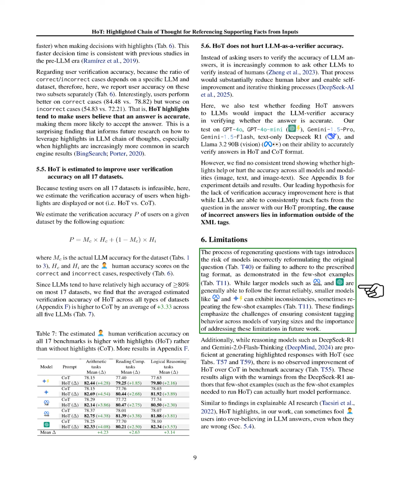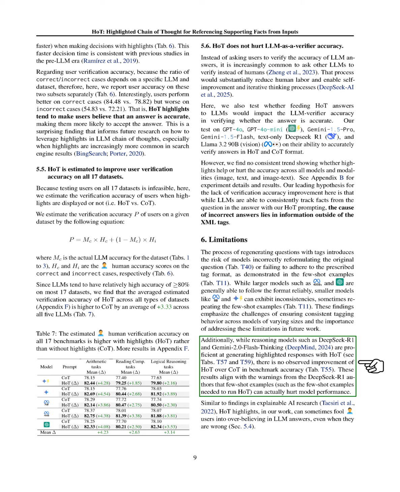The process of regenerating questions with tags can lead to models misformulating the original question or not following the tag format correctly. Larger models tend to perform better in adhering to the format, while smaller models may struggle with consistency. These challenges highlight the need for improved tagging behavior across different model sizes. Additionally, while reasoning models like DeepSeek R1 can generate highlighted responses effectively, we do not see an improvement in benchmark accuracy with HoT compared to CoT. This aligns with warnings from DeepSeek R1 authors that few shot examples can sometimes hinder model performance.